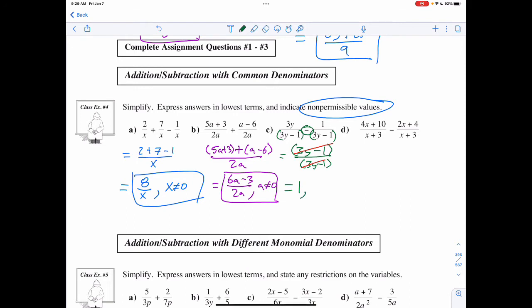But I still need to account for the fact that y, based on the factor in the bottom, cannot equal 1 over 3. So I still need to make sure I incorporate what the non-permissibles are by stating that the denominator can't equal 0.